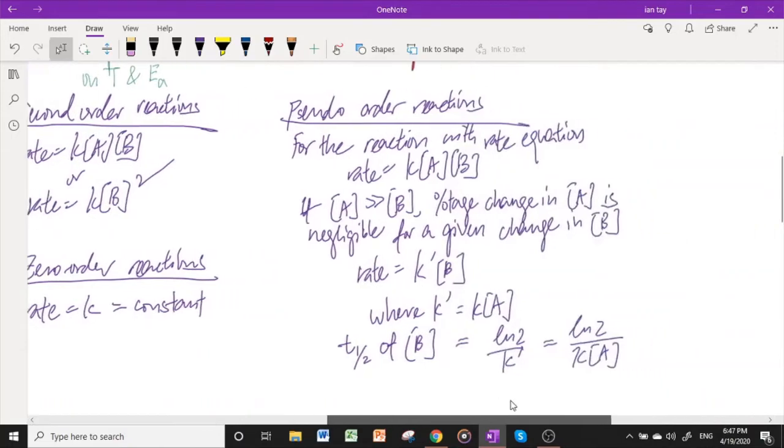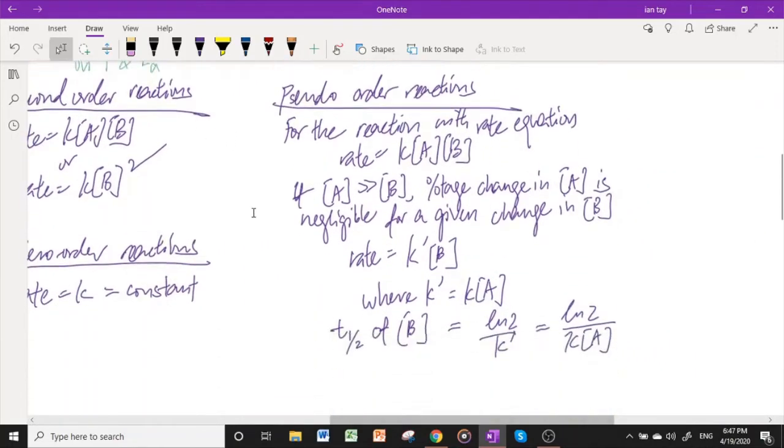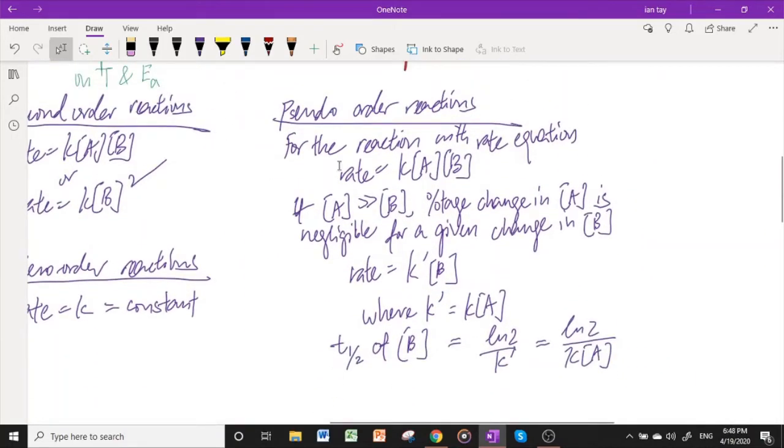So let us take a look at something interesting right now: pseudo-order reactions. Say for a certain reaction with a rate equation, rate equals k times the concentration of A times the concentration of B. If the concentration of A is much larger than the concentration of B, the percentage change in the concentration of A is negligible for a given change in the concentration of B.